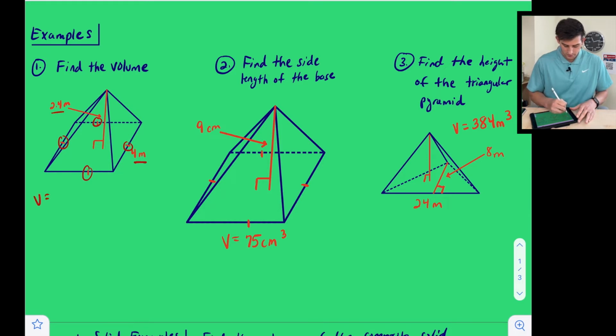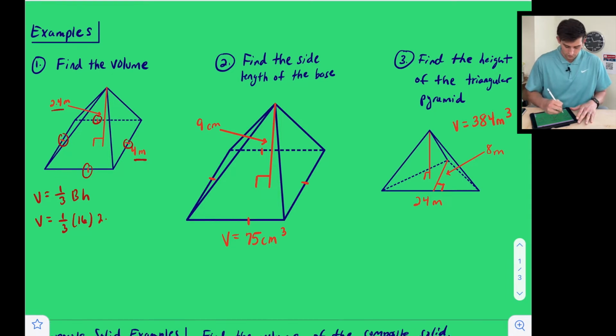So we can go ahead and write our formula. Volume is equal to 1/3 times the area of the base times the height. So we have 1/3 in there. And then our base here is a square, so the area of the base would just be length times width. So that would be 4 times 4, which is 16. And then our height here is 2.4 meters. Okay, so now we can go to our calculator and type this in. So I'm going to do 16 times 2.4, and then I'm going to divide that by 3. And we get a volume of 12.8 cubic meters.